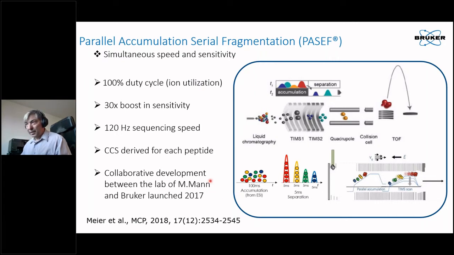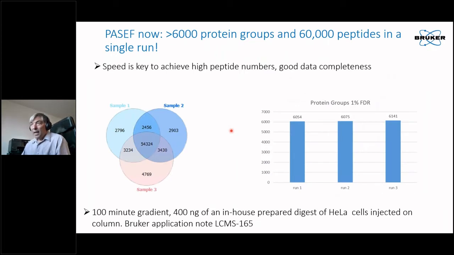Let's see, how do I get my slides to advance? There we go. And where we are now is that we can identify 6,000 protein groups and 60,000 peptides in a single run. And I want to emphasize the number of peptides. 60,000 peptides is really an impressive number in a single 100-minute gradient. We injected here 400 nanograms of an in-house prepared HeLa digest.